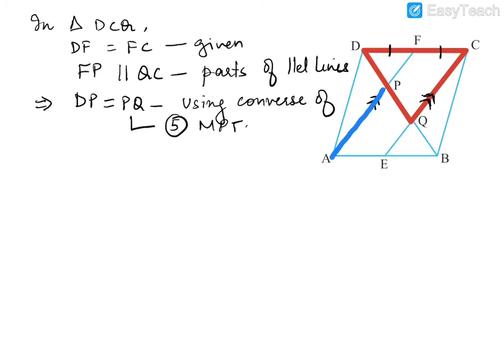Now we will consider triangle ABP. We are given E as midpoint of AB. So we can write AE is equal to EB.